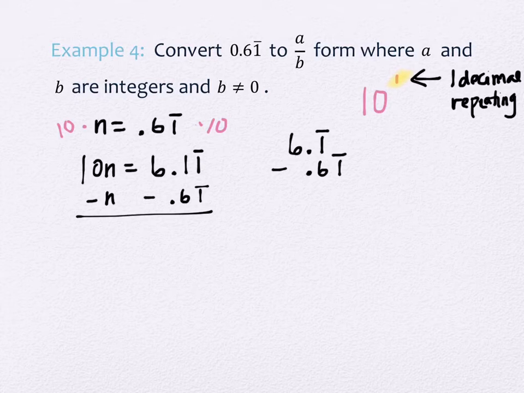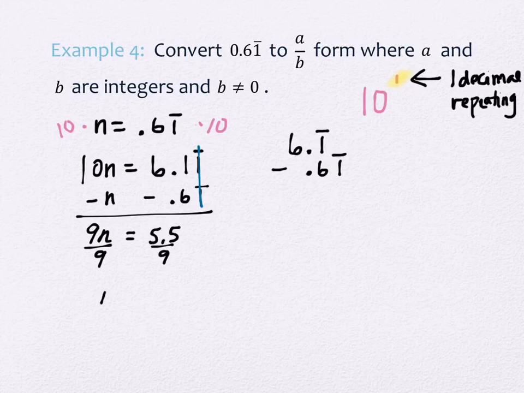Yep. So these subtract out. But I do still need 6.1 minus 0.6. So what is that? 5 point what? 5. And I have 9n on the left. What's our next step? Divide by 9. You got it. Now, you do not get to leave the answer as 5.5 over 9. Why not?